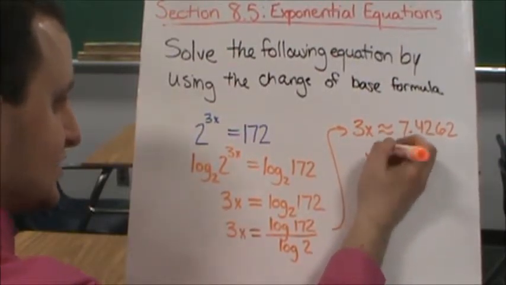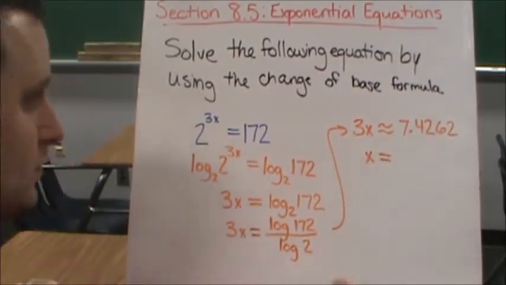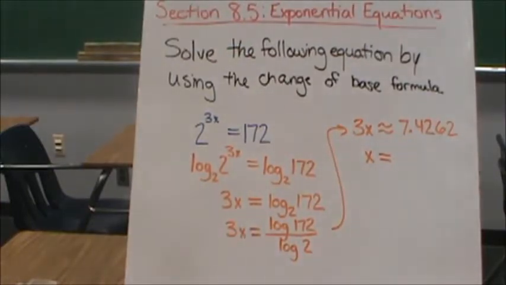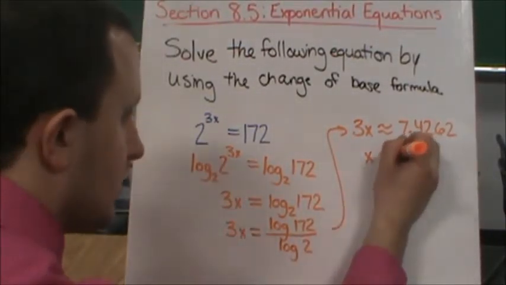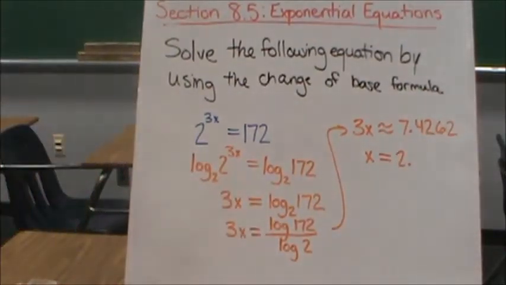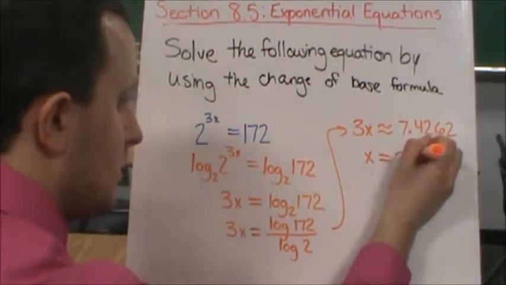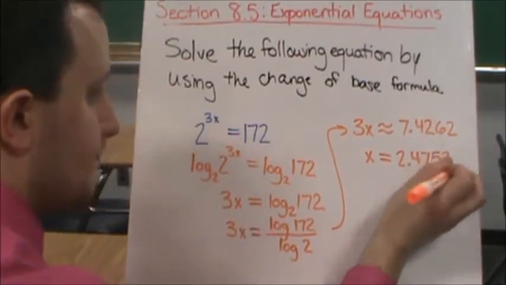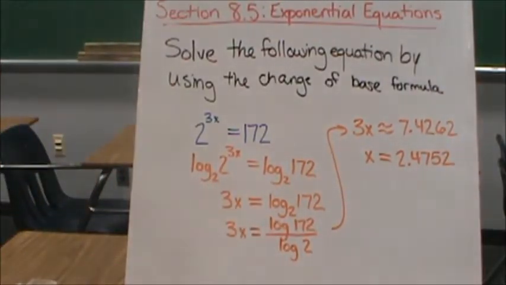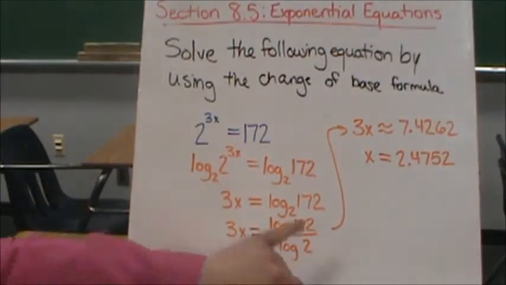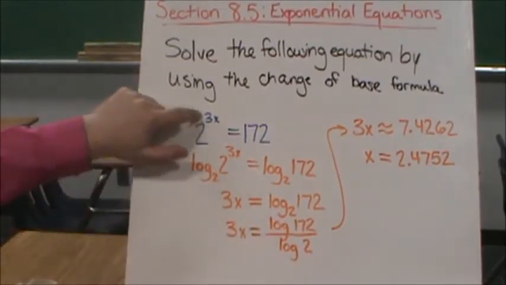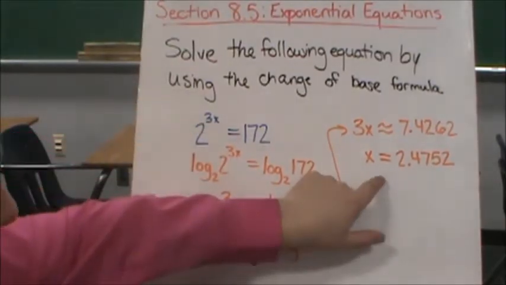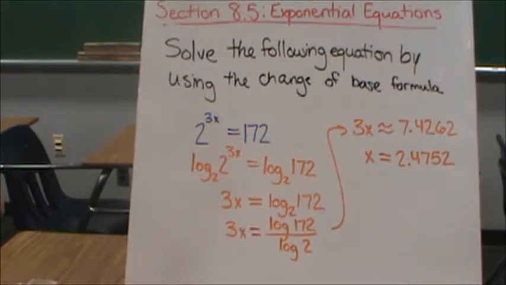And get x is equal to, and when you divide 7.4262 by 3, you get 2.4752. So the value of x that solves this exponential equation, 2 to the 3x equals 172, is just the value of x, that is 2.4752.